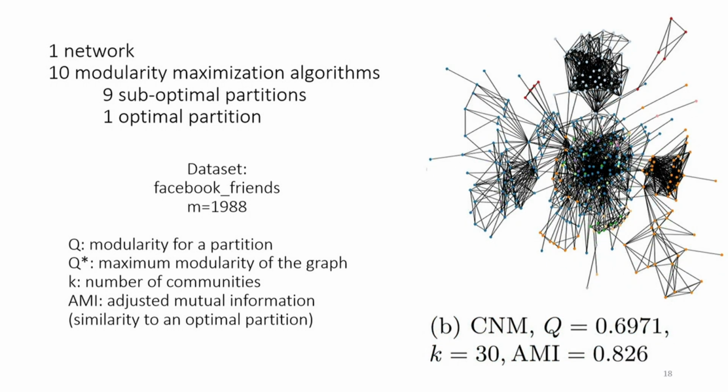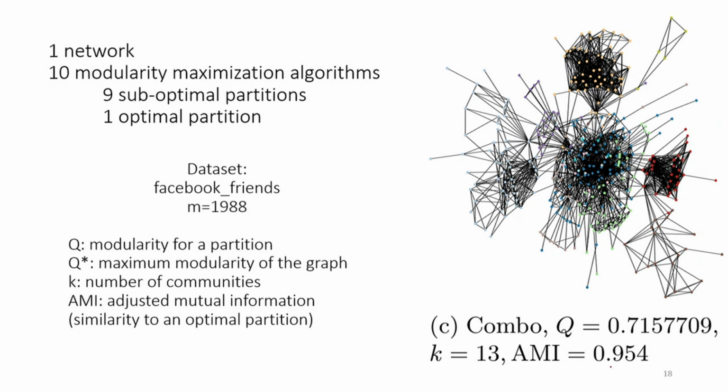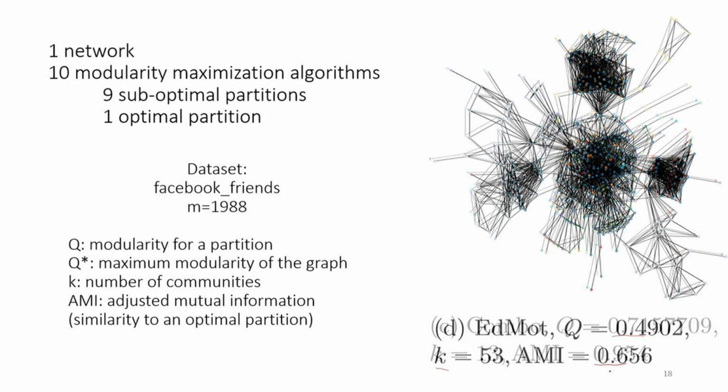This is another algorithm, the Clauset-Newman-Moore algorithm from those people, and it attempts to optimize modularity. It gives you a partition with a modularity of this much and 30 communities, and it's 82% similar to an optimal partition. This is another algorithm. This is actually from MIT, the Combo algorithm. I think it's relatively good, but it gives you 13 communities. The value of modularity is this, and this partition is 95% similar to an optimal partition.